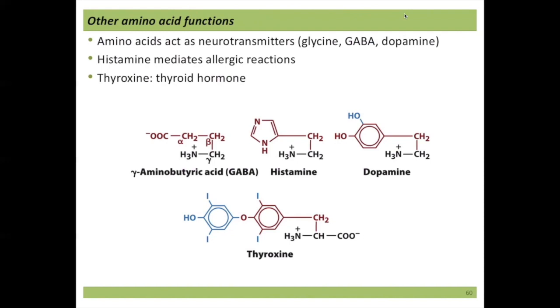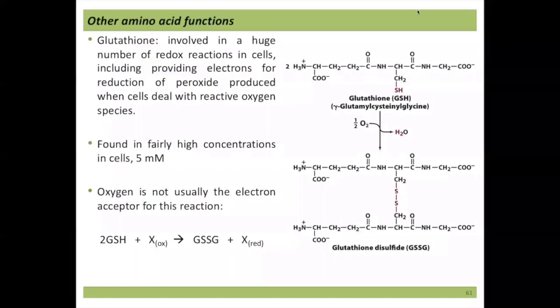And then finally, I just wanted to talk one last little bit about glutathione again and answer those questions, see if you can recall what amino acids are. So again, glutathione, very important, involved in a huge number of redox reactions in the cell, found in fairly high concentration. Like I mentioned, oxygen is usually not the electron receptor, but what it does is form this stable disulfide bond. Now, hopefully you're able to catch on that what happened was it actually formed this peptide linkage through the backbone.